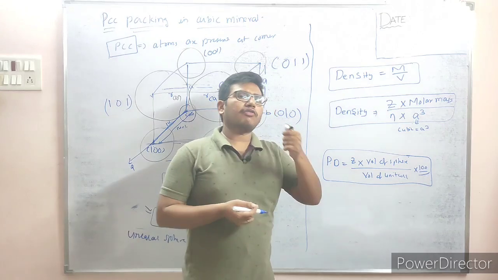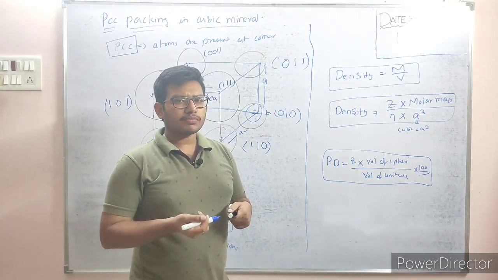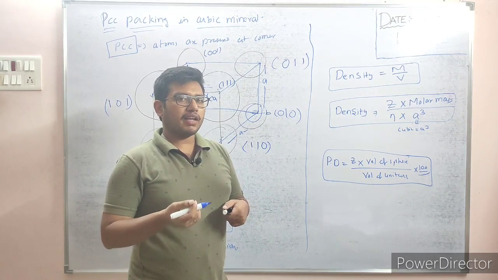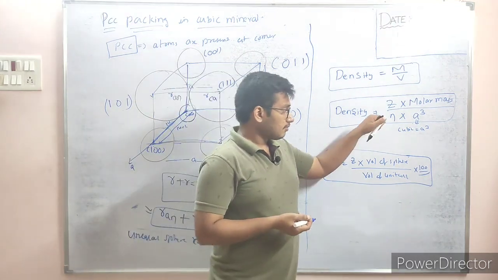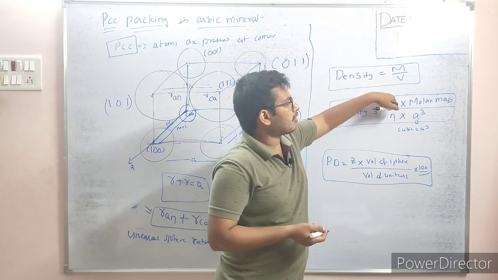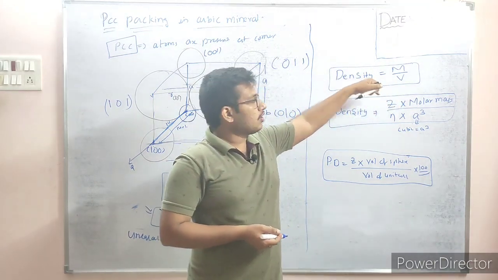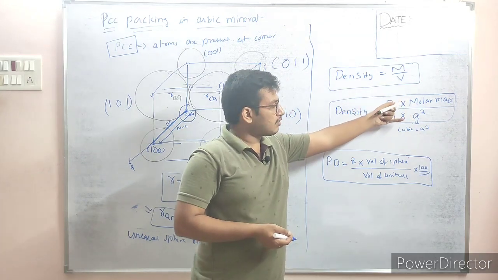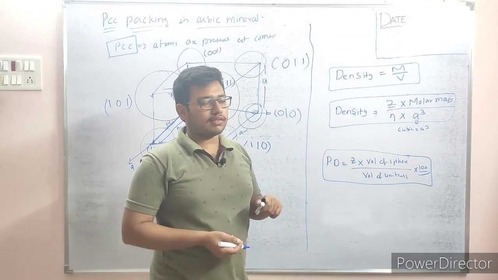If you find the effective number of atoms, suppose you find 4, then 4 effective atoms will be of which packing? Tell me: 6 into half plus 8 into 1 by 8, it will be of FCC packing. Like this, they will ask the effective number of atoms, and from that you have to find the packing. So if they give the density, molar mass, Avogadro number and edge length a cube, you can find out the density like this.